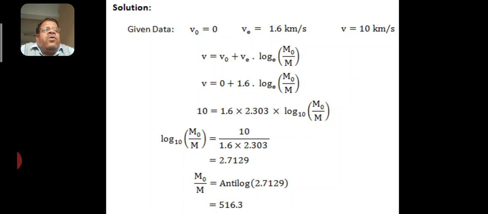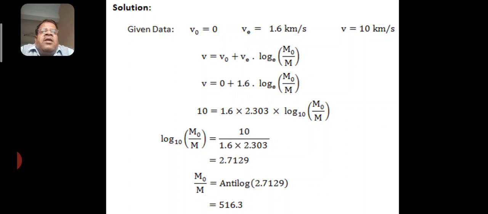V naught equals 0, v equals 1.6 km per second, V equals 10 km per second. V equals V naught plus v log M naught by M to the base e. V equals 10, v is 1.6, log to the base e M naught by M. Convert natural log to common log, that is 1.6 into 2.303 into log to the base 10 M naught by M.